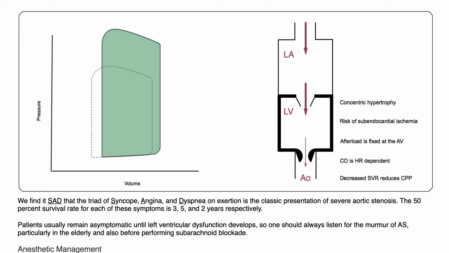So again, SAD represents syncope, angina, and dyspnea. Syncope is 3 years, angina is 5, and dyspnea is 2. Patients usually remain asymptomatic until after left ventricular dysfunction develops, so one should always listen for the murmur of aortic stenosis, particularly in the elderly, and also before performing a subarachnoid block.